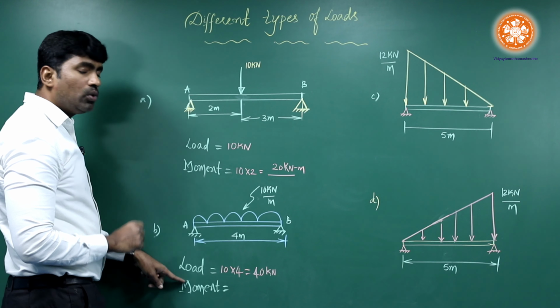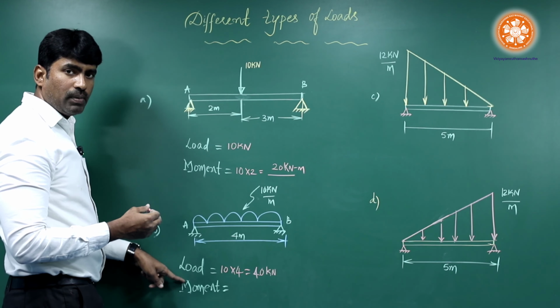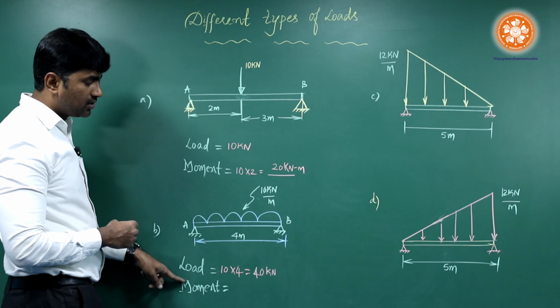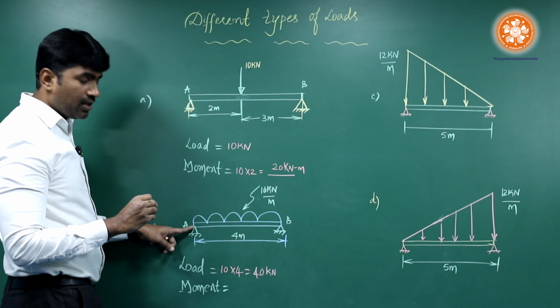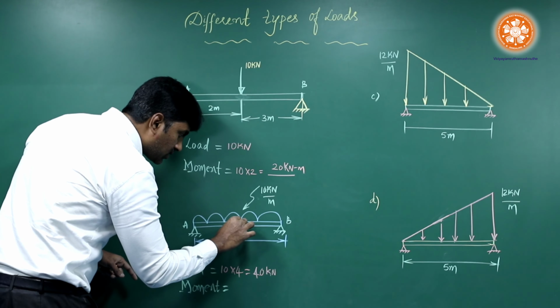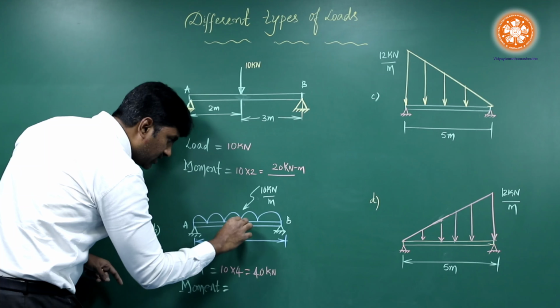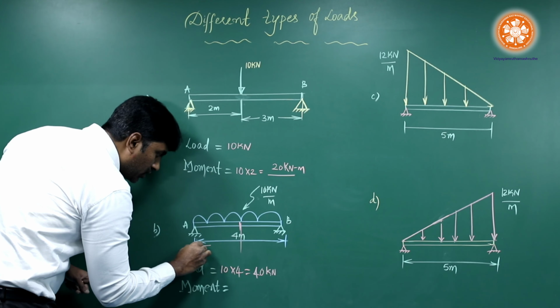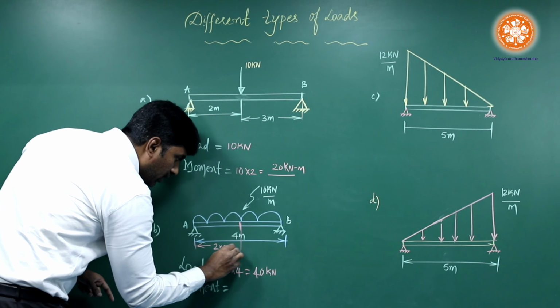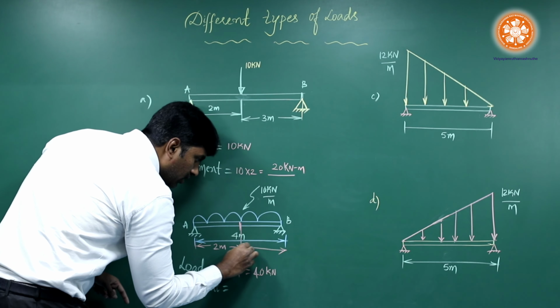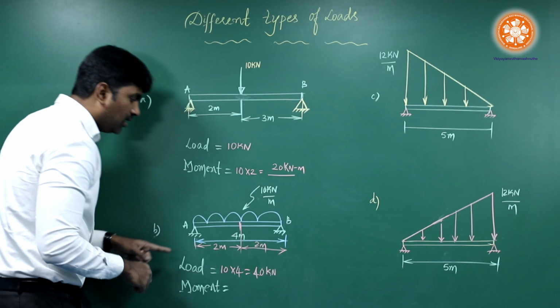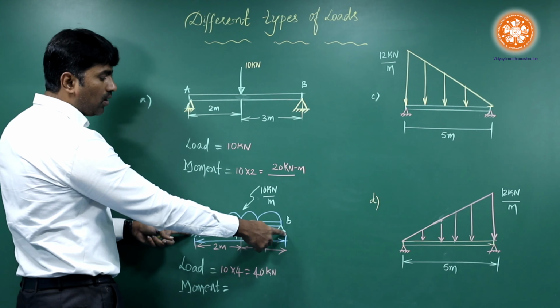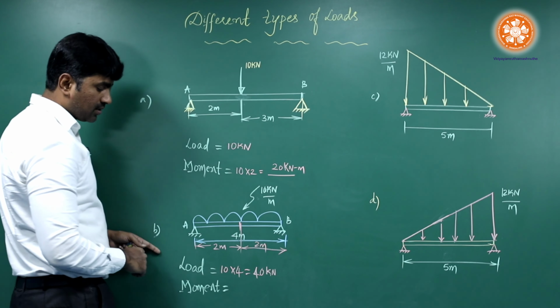Next, how to take a moment? As I told, moment is equal to force into its perpendicular distance. In case of UDL, the load is always concentrated exactly at the center. So this would be 2 meter and this would be the 2 meter. I am just dividing the overall length into two parts.